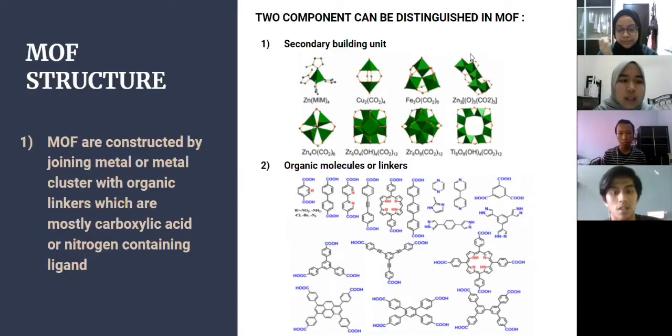The first one, MOFs are constructed by joining metal or metal cluster with organic linker, which is mostly carboxylic acid or nitrogen containing ligand. The metal cluster is also called secondary building units, SBUs. The two components that can be recognized in the MOF are the secondary building unit and the organic molecule or linker. This is some representative SBUs and organic linkers for MOF.